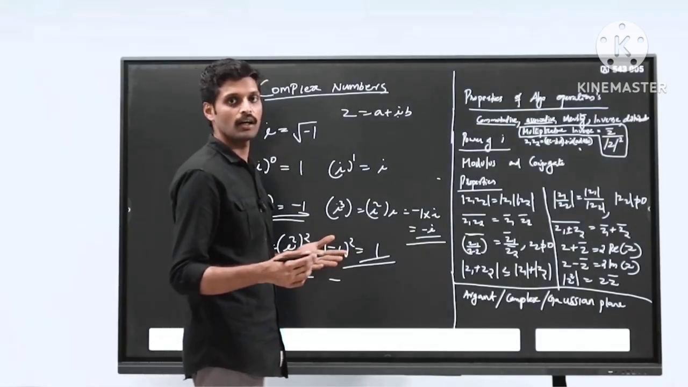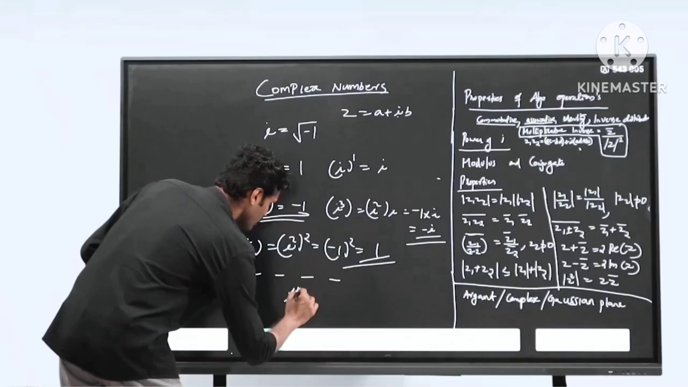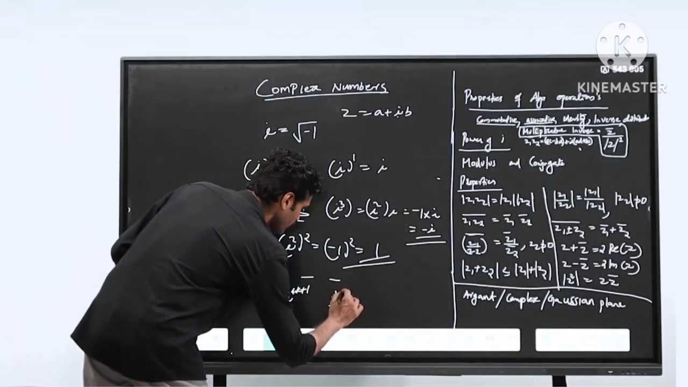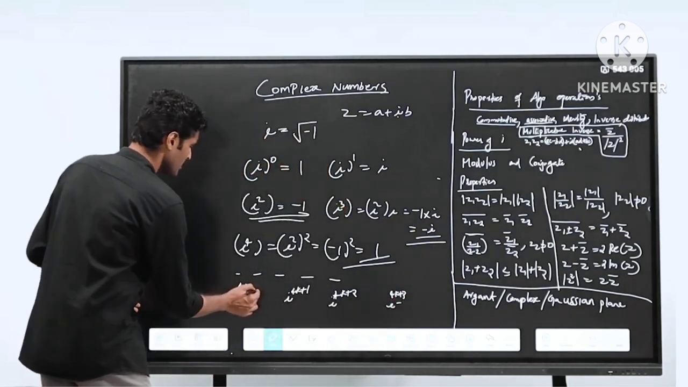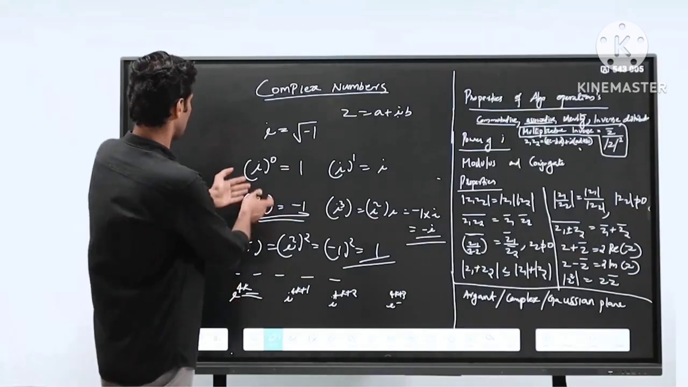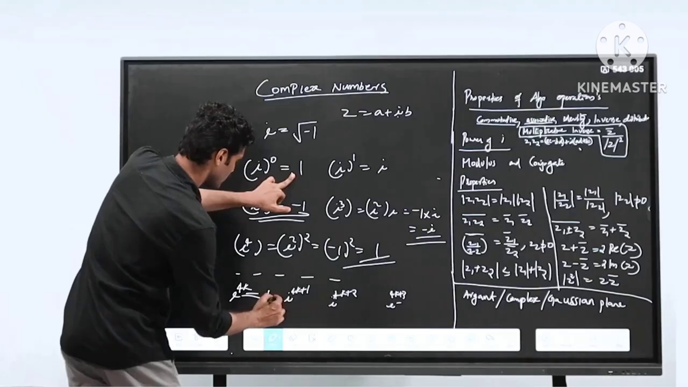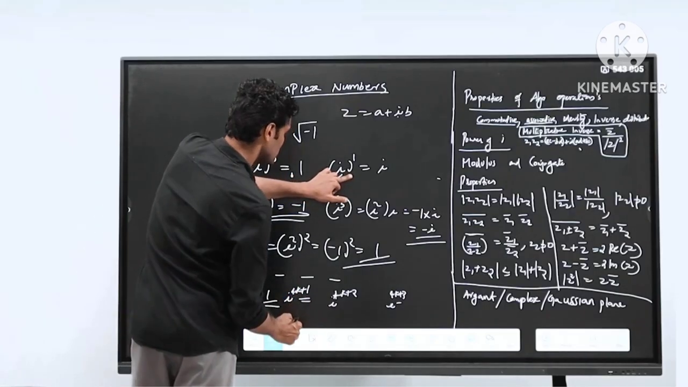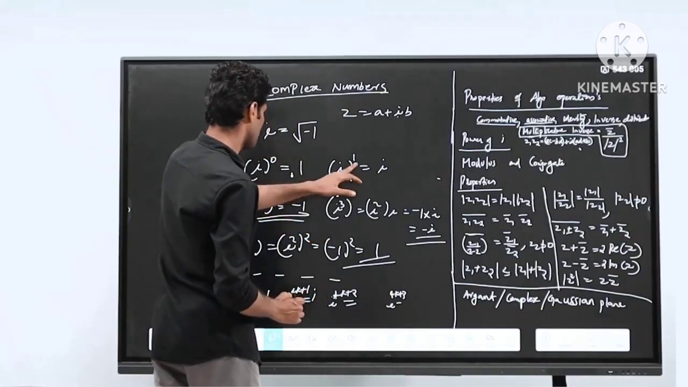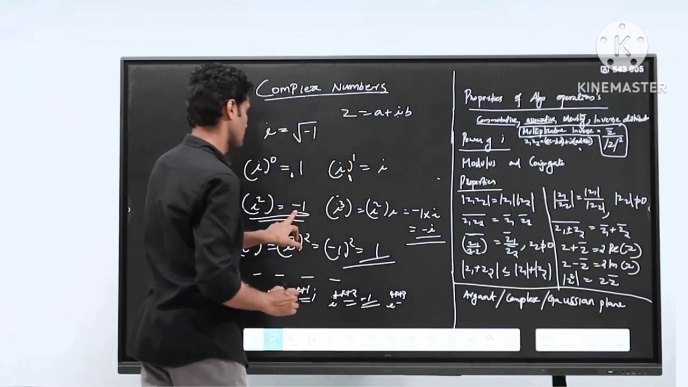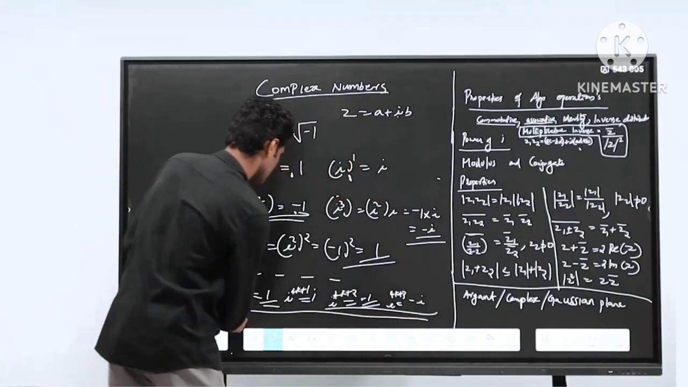Okay, so we can generalize like this. Any power of I beyond 4, we can write as I raised to 4k, I raised to 4k plus 1, I raised to 4k plus 2, and I raised to 4k plus 3. Okay, then what is I raised to 4k? I raised to 4k will be I square whole square, so I raised to 4k will be 1. I raised to 4k plus 1 will be I, and I raised to 4k plus 2 will be minus 1. Then I raised to 4k plus 3 will be minus I.